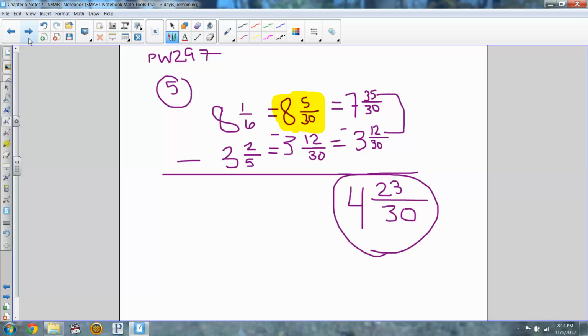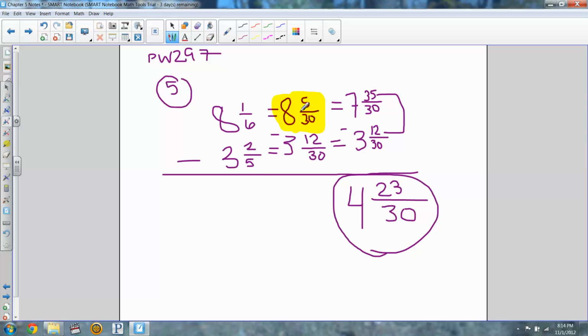I wanted to show you one more additional example problem with renaming a mixed number. So this is actually number 5 from your homework assignment tonight, which again is PW 297. So number 5 has 8 1/6 minus 3 2/5.